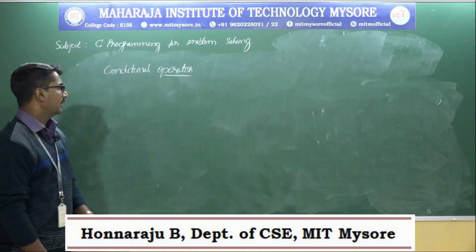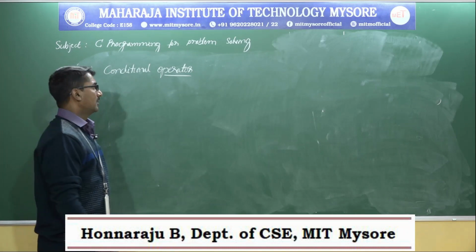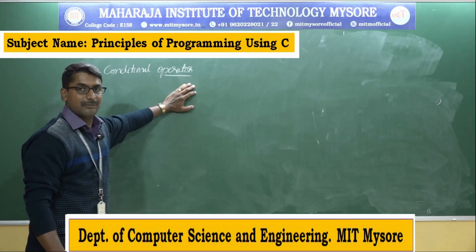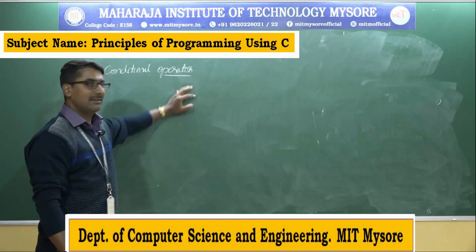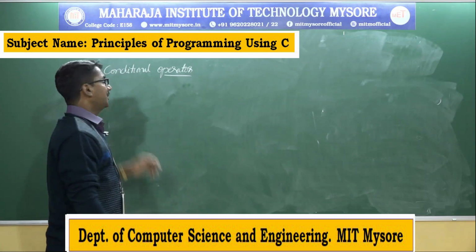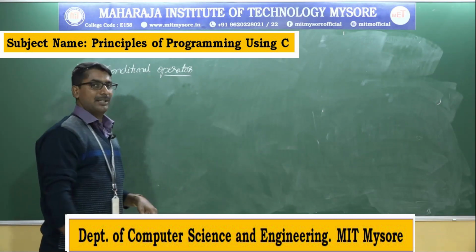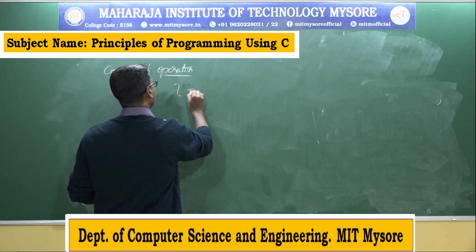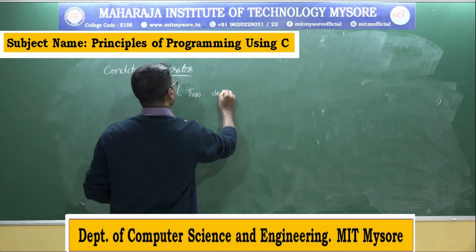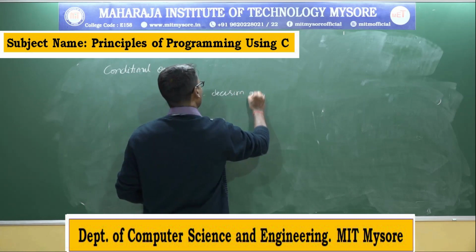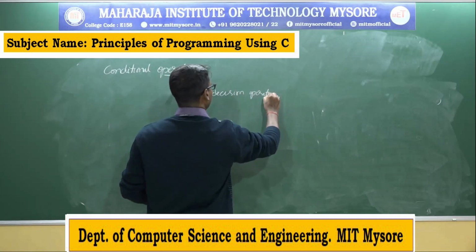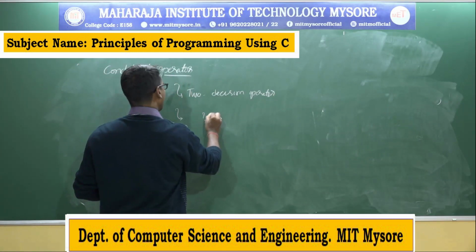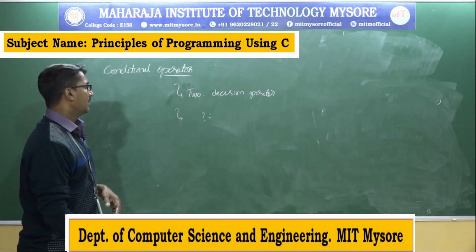The next operator is the conditional operator. This is the third conditional branch statement. The first conditional branch statement is the if statement, the second one is the switch statement, and the third one is the conditional operator. The conditional operator is an unusual operator in C. This operator is a two-way decision operator. It is represented by a combination of question mark and colon.